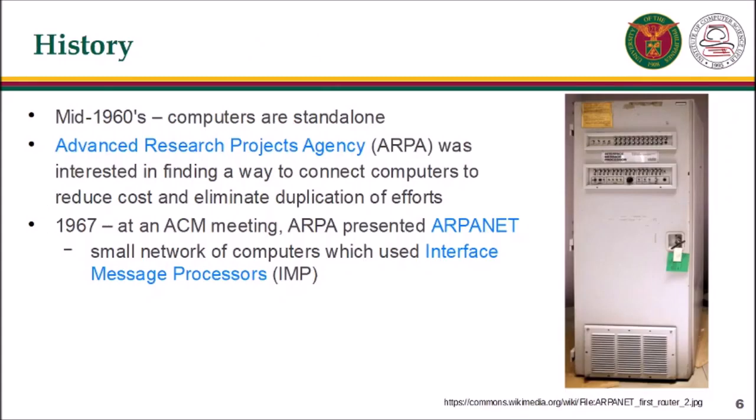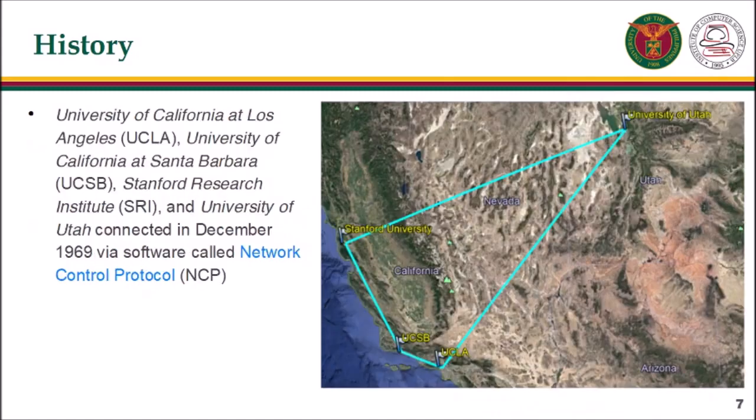In the mid-1960s, mainframe computers in research organizations were standalone devices. They were also very big. Computers from different manufacturers were unable to communicate with one another. The Advanced Research Projects Agency, or ARPA, was interested in finding a way to connect computers to reduce costs and eliminate duplication of efforts. In 1967, at an ACM meeting, ARPA presented the ARPANET. It is a small network of computers which use the interface message processor. By 1969, the ARPANET was a reality.